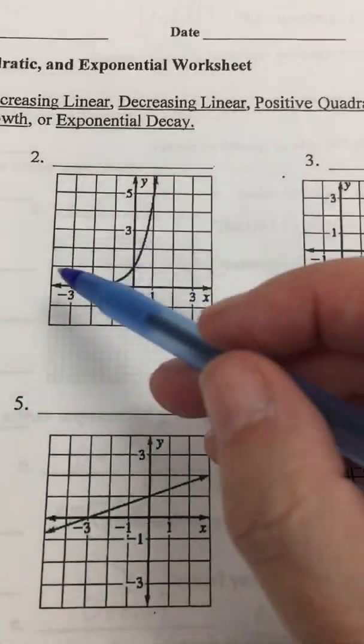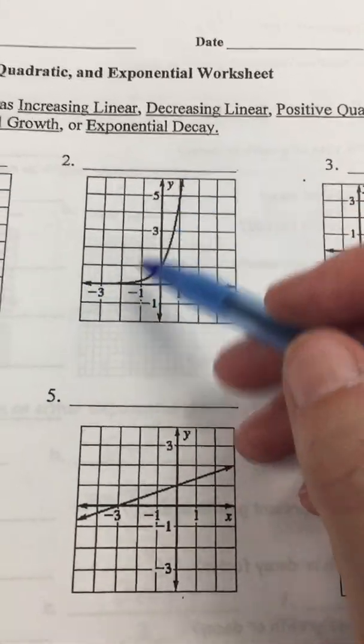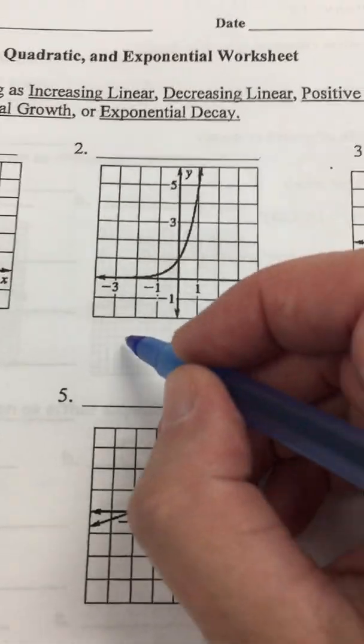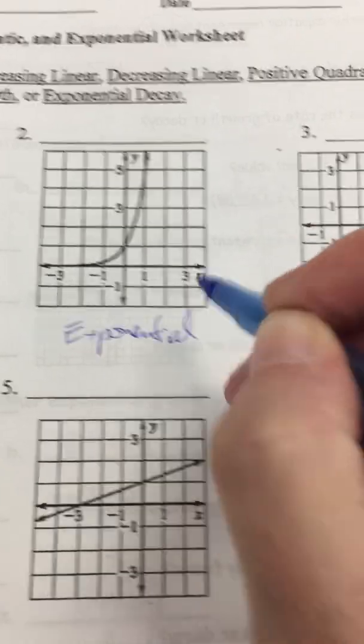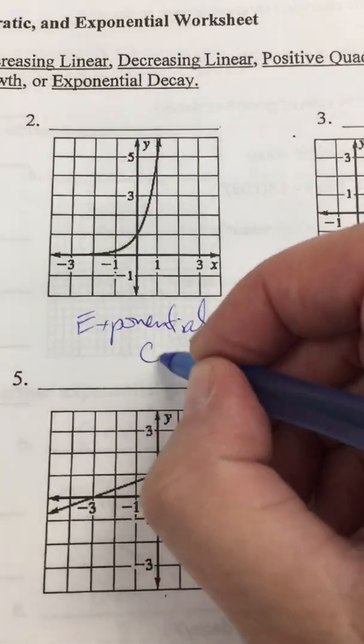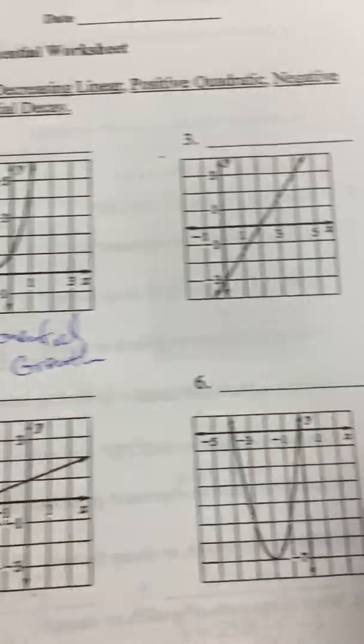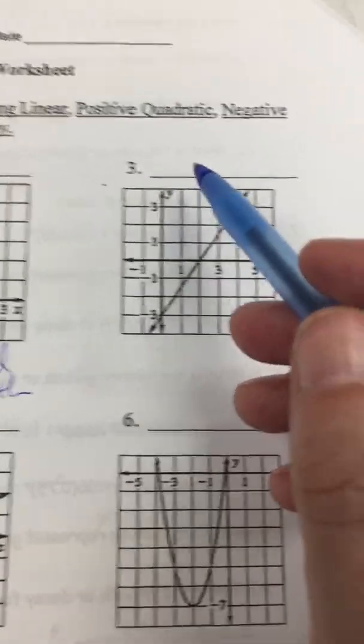All right. Here is a, what shape is this? It's not linear, it's not quadratic. This is my exponential. Is it growing or decaying? From left to right, it's going up, so this is exponential growth. All right, I guess I should have put the answers up here at the top.